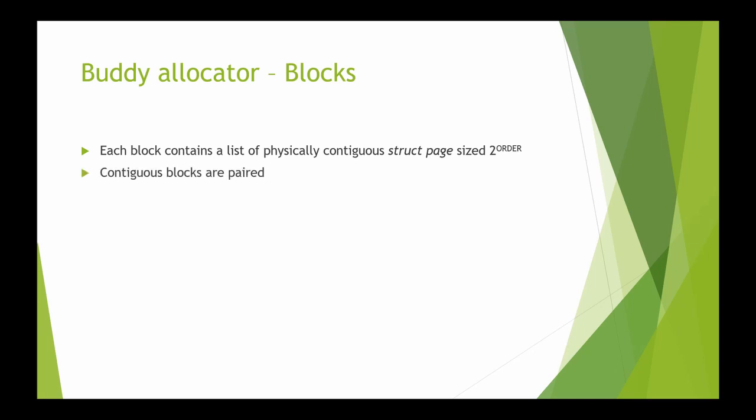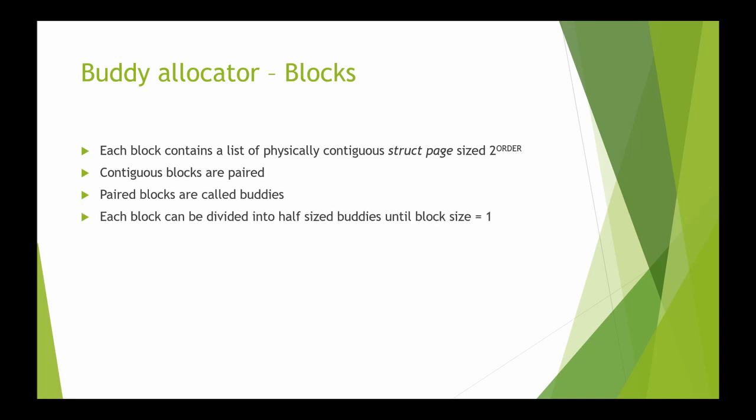Contiguous blocks are paired, and pairs are called buddies. Each block can then be divided into half-sized buddies until the block size is 1, and free buddies can be merged into a larger sized block until block size is 2 to the power of max order.